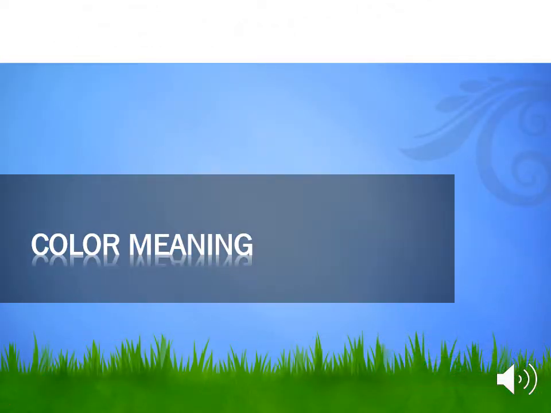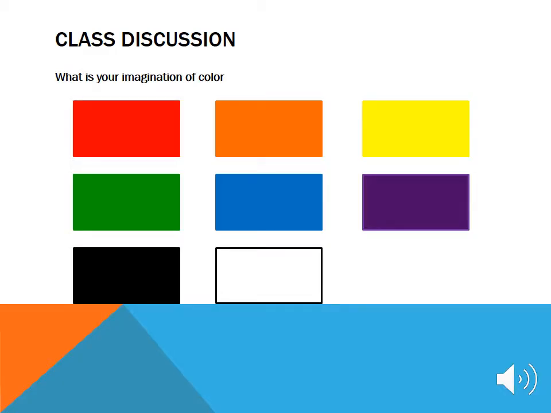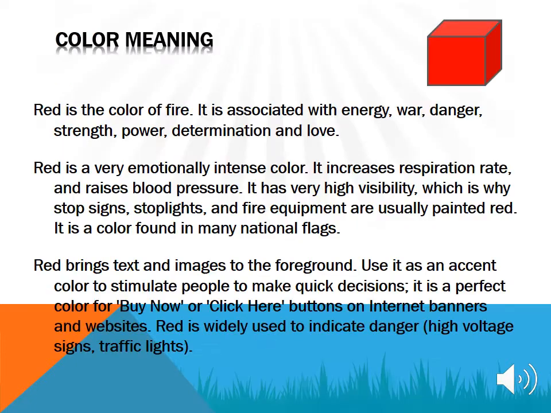The last part in the color chapter is color meaning. Colors have meanings. First, let's look at all these colors. What is your imagination of color? And what meaning is linked to these colors? Let's first look at red.